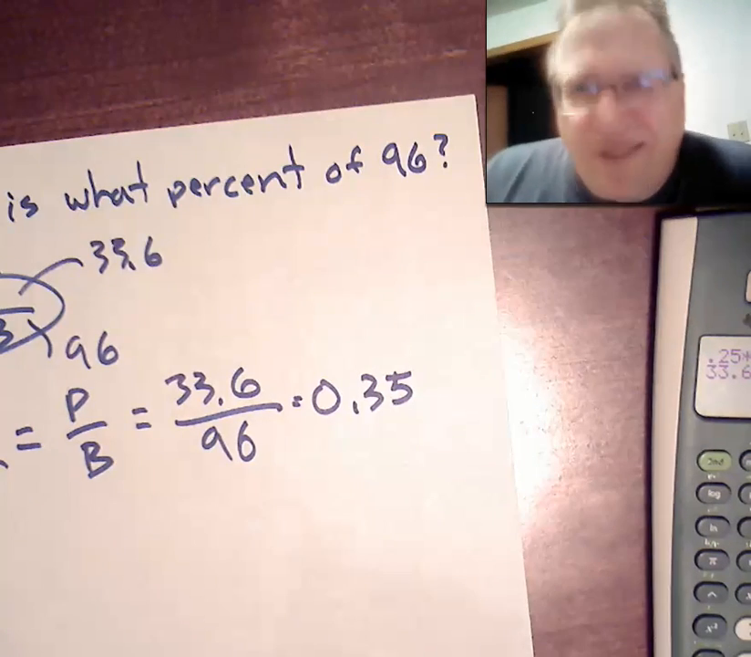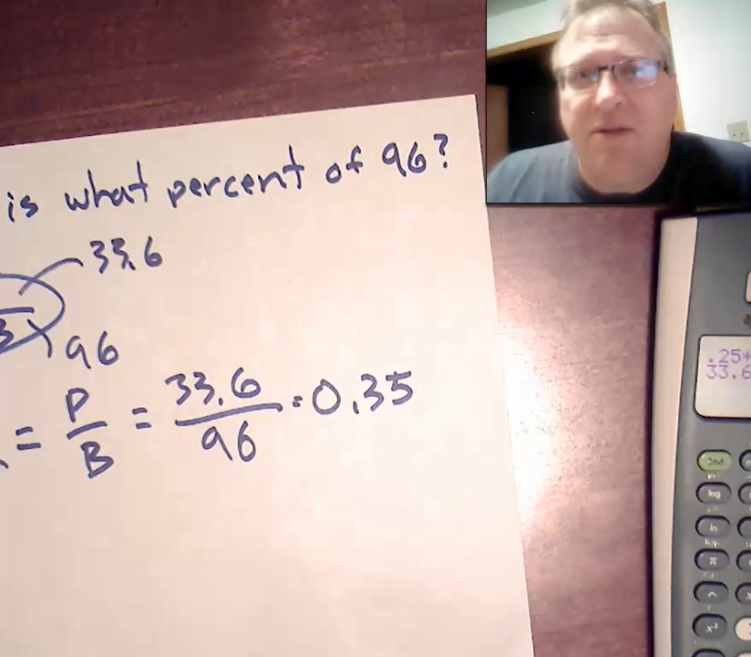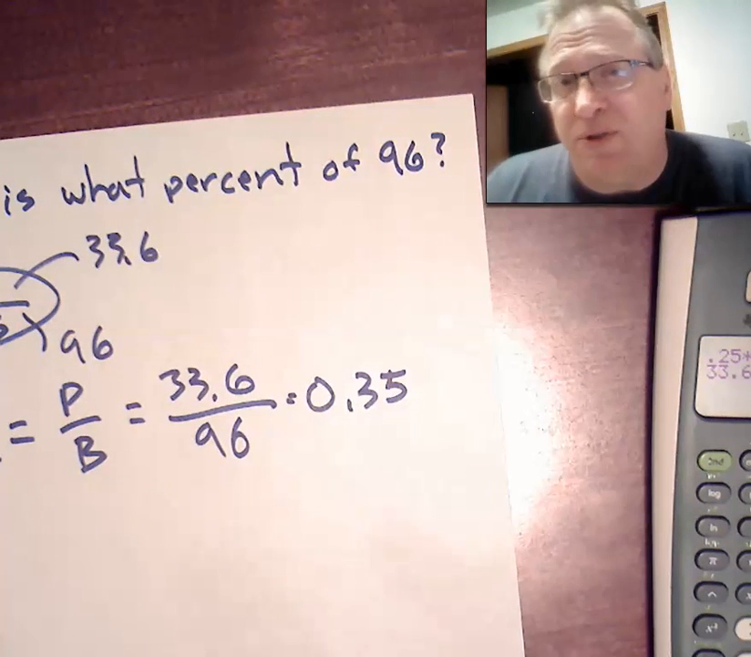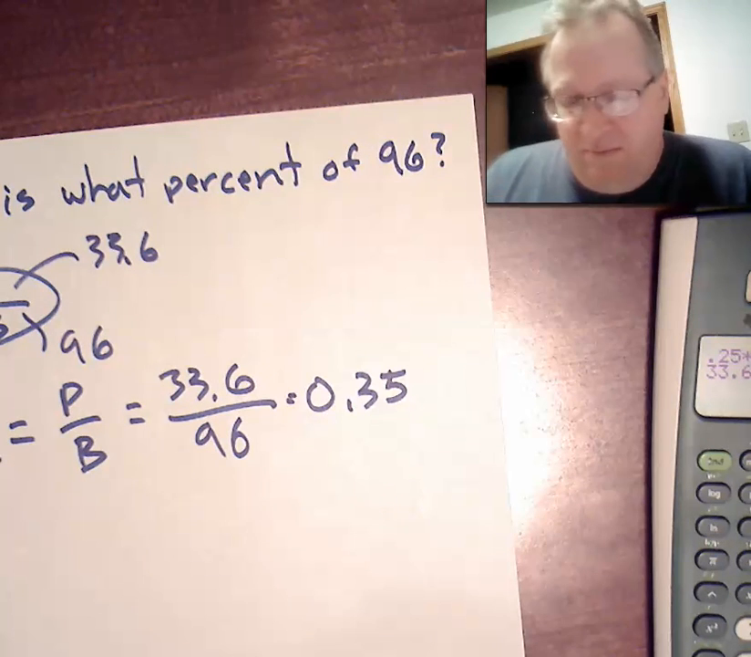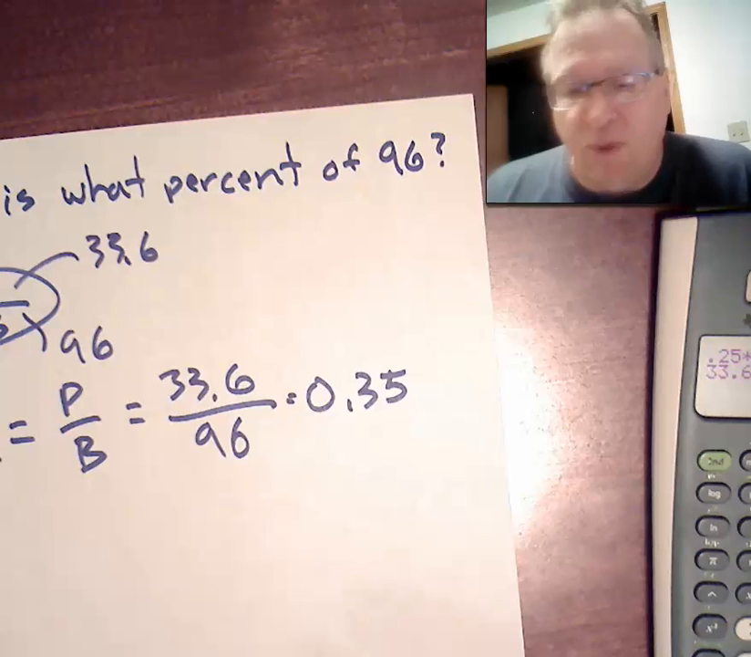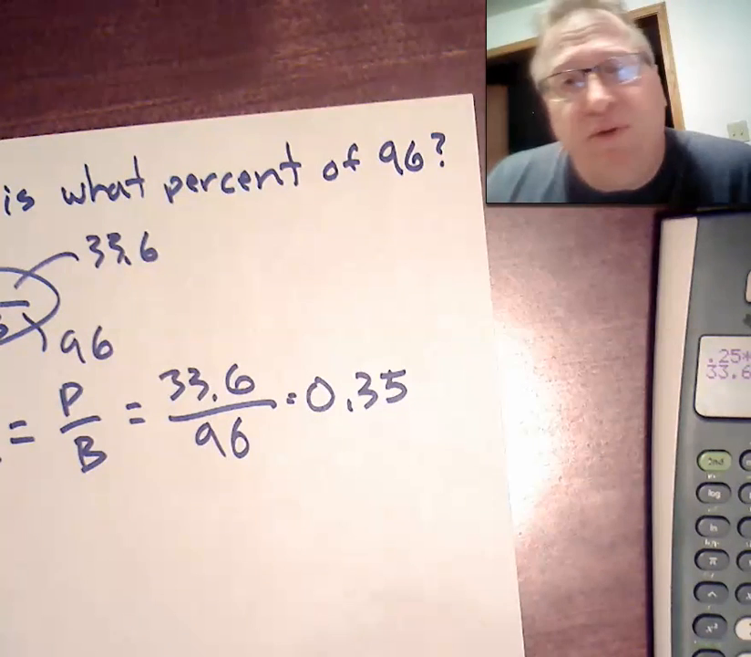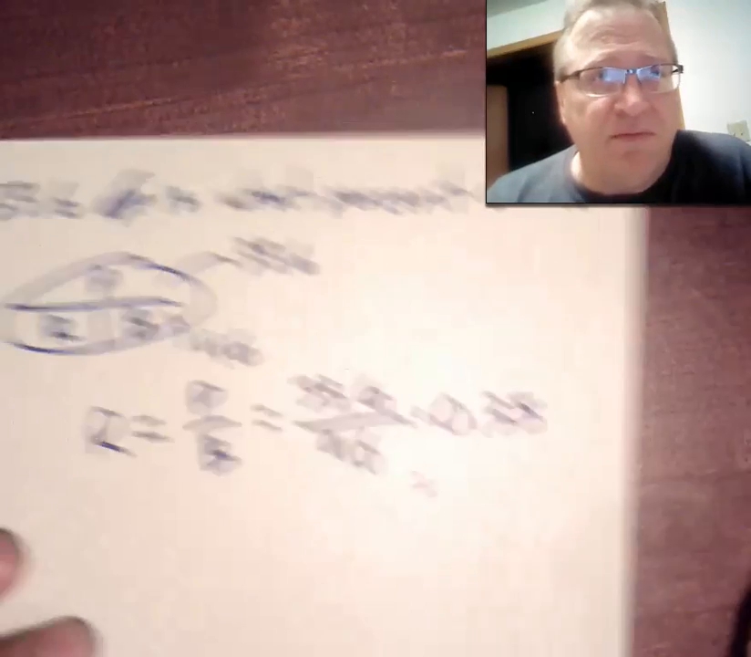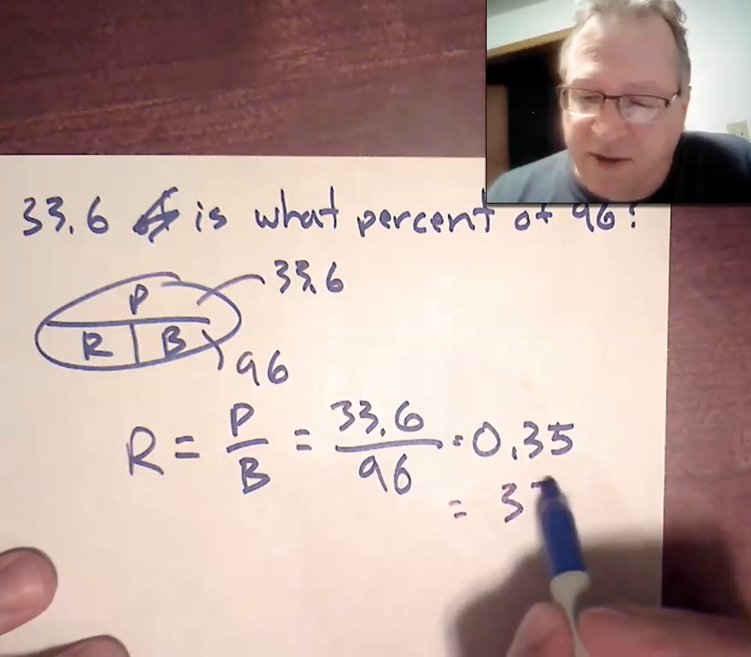Well, that's an okay answer. I'd accept that answer. Will we on a test? I don't know. I guess it depends if they ask us to write it as a percent or leave it decimal. Let's assume we want it as a percent. So what do we do? We multiply by 100, or we move 2 decimal places to the right. That's equal to 35%.